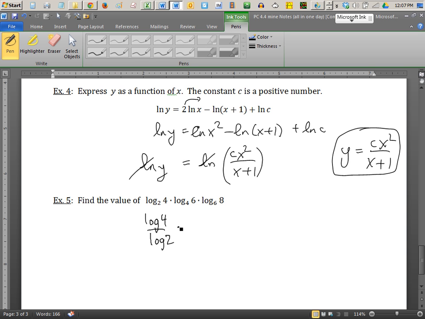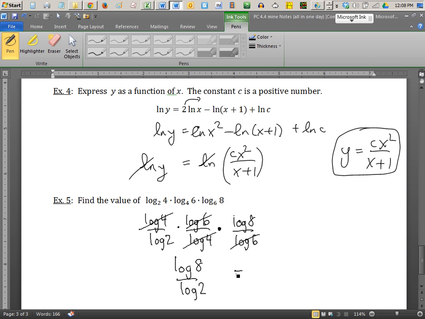What would the second one be? Log of 6 over what? Log of 4. And what's the third one? Log of 8 over log of 6. Oh, look at that. Some of this stuff cancels out. That's kind of cool. Like the log 4 cancels, the log 6 cancels, and you get log of 8 over log of 2.